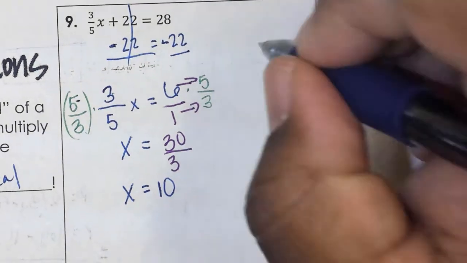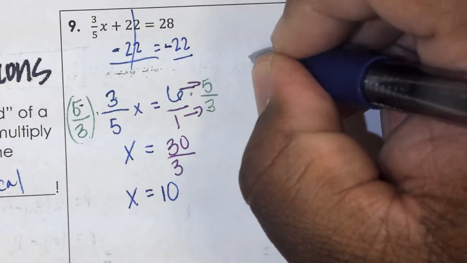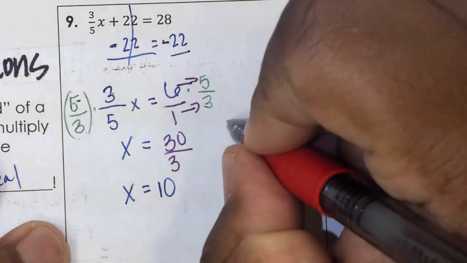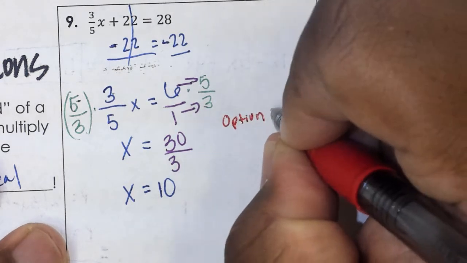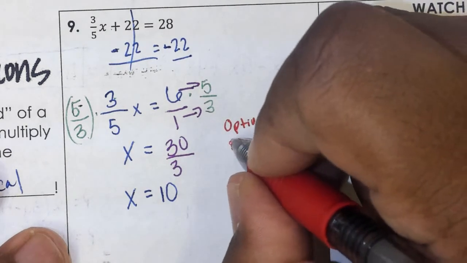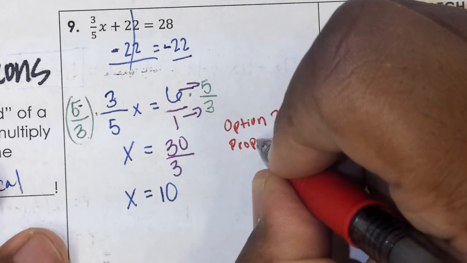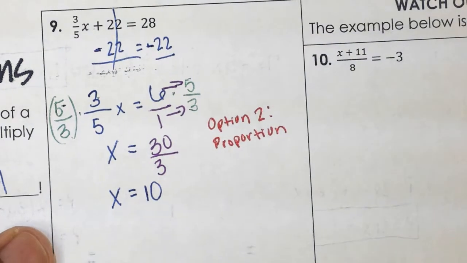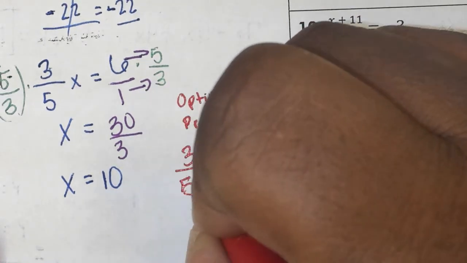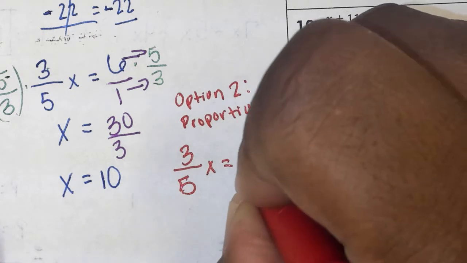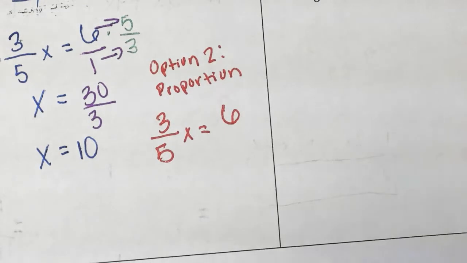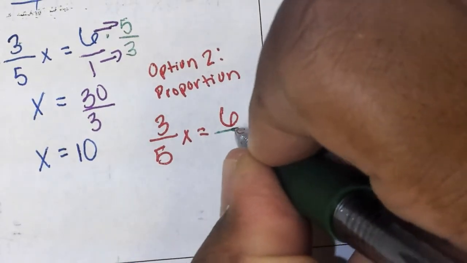Another option, option 2, or method 2, would be making a proportion. Let's zoom in on this. I'm going to start back where we were right here: 3 over 5x equals 6. I can make it a proportion by doing this. Put a 1 under the 6.